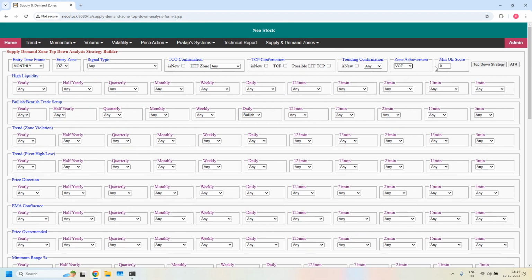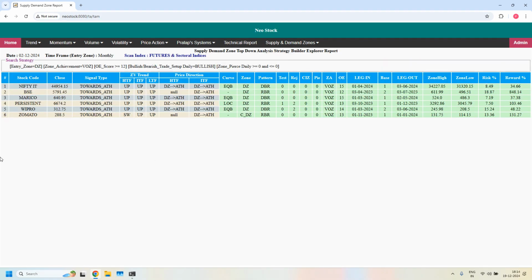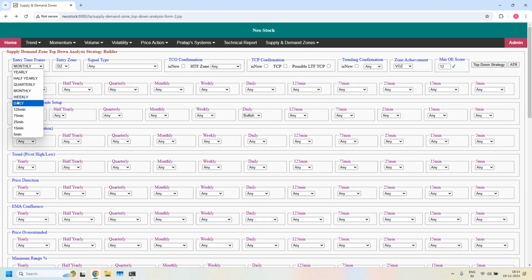Zone achievement violated opposing zone. Minimum odd enhancer score should be 12. And all the 3 filters applied to monthly demand zone. We got only 6 stocks. All 6 are all-time high. Something wrong here. I'm sorry, I made a mistake. I selected monthly time frame. I have to select a daily time frame.